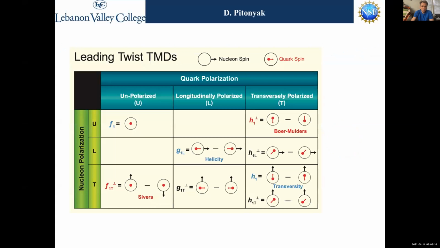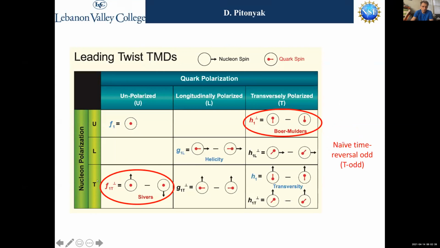If we talk about TMDs, and our analysis concerns TMDs, we can place them on this table as a function of quark polarization and nucleon polarization. There are 8 functions in total at leading twist. 2 of them are naively T-odd, so they change sign from SIDIS to Drell-Yan. And in particular, the interesting one that I'll talk about is the Sivers function.